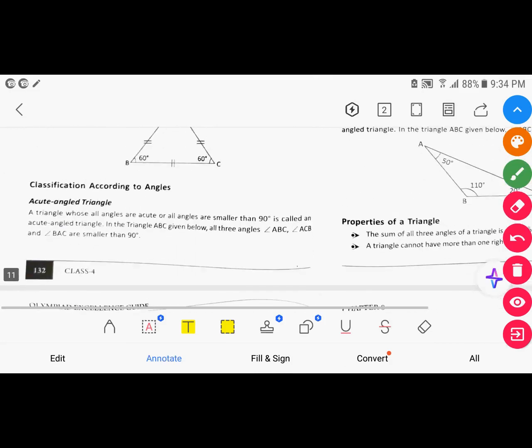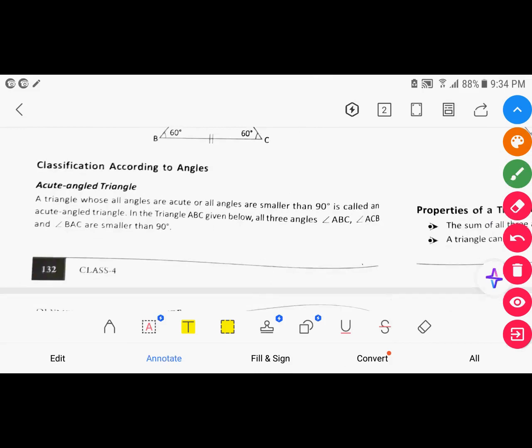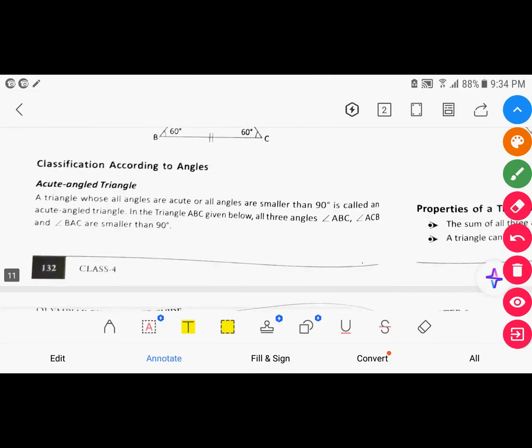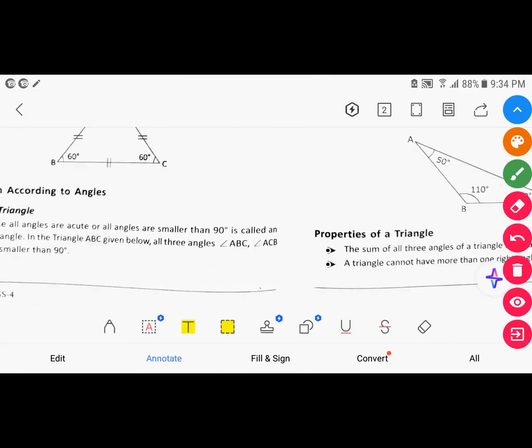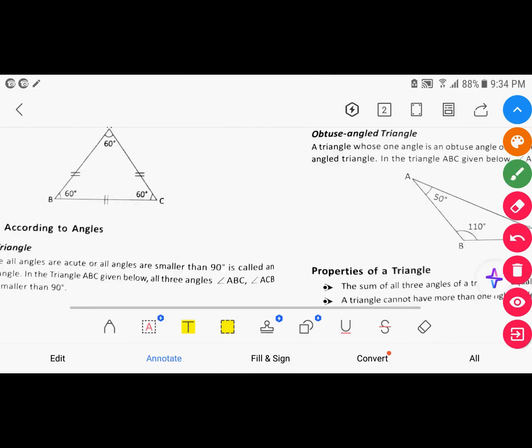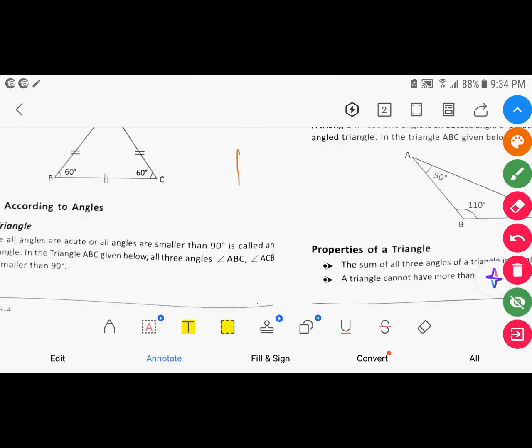Okay, now the next classification is based on angle. If an angle is of 90 degrees, then it is a right angle triangle. But which angle? Only one angle. All the angles cannot be of 90 degrees. When a triangle is formed with the help of three line segments, there is no such triangle whose two angles are of 90 degrees at the same time. So when one of the angles is of 90 degrees, then it is known as a right angle triangle.